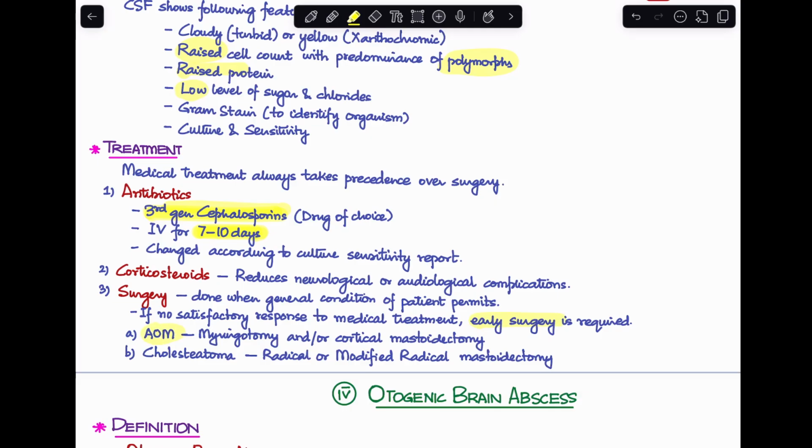If it is a case of acute otitis media, we perform a myringotomy and sometimes even cortical mastoidectomy. In case of cholesteatoma, we perform a radical or modified radical mastoidectomy. So this is all about meningitis.